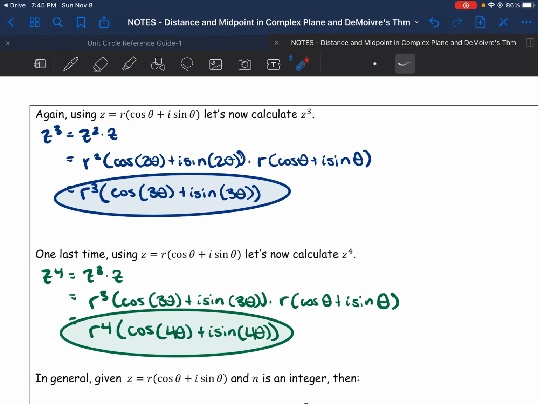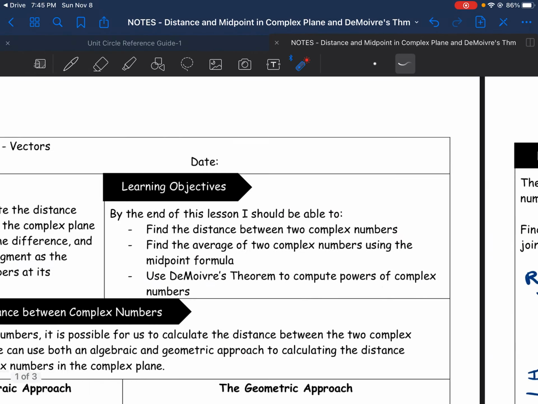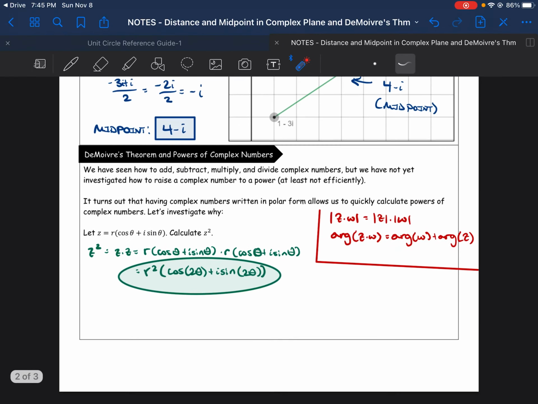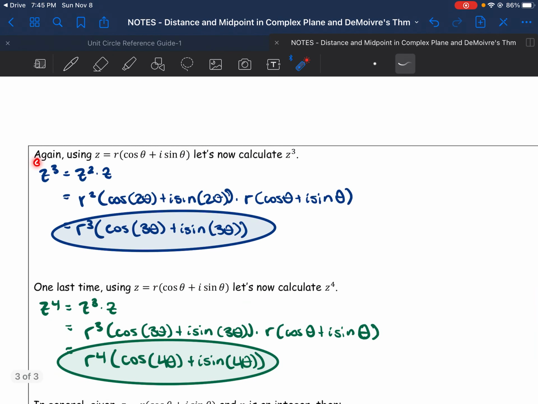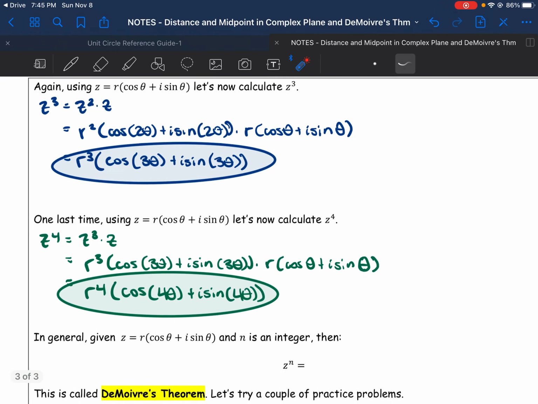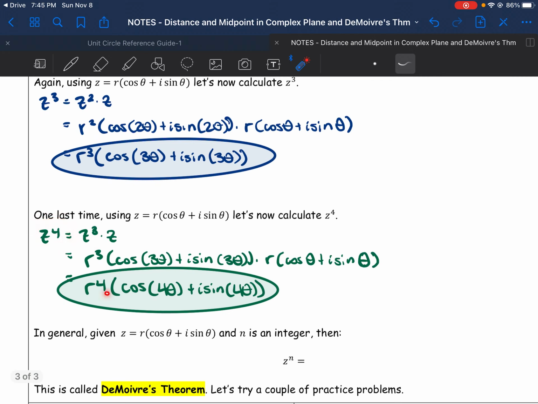All right, so let's look at the pattern here. When we took z and raised it to the second power, the result was r to the second power cosine 2 theta plus i sine 2 theta. When we took z to the third power, the result was r to the third power cosine 3 theta plus i sine 3 theta. When we calculated z to the fourth power, we got r to the fourth power cosine 4 theta plus i sine 4 theta.